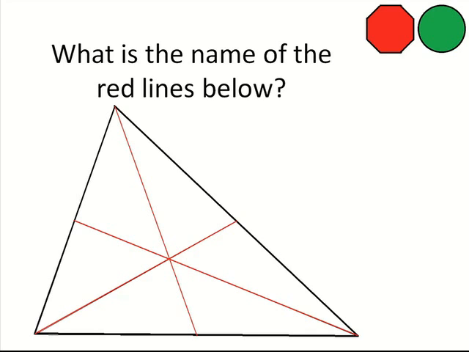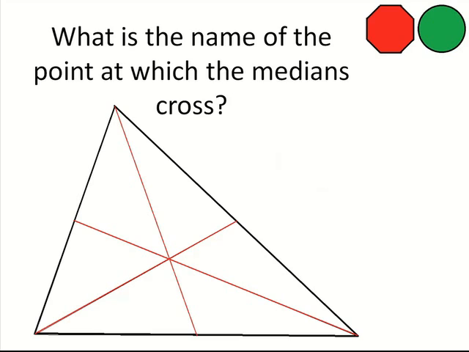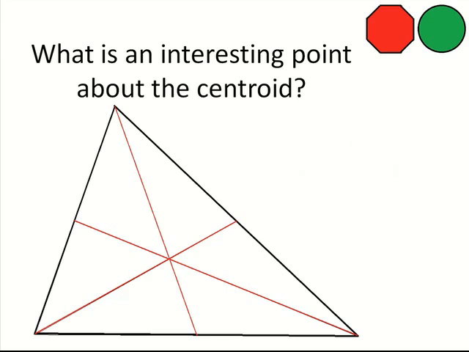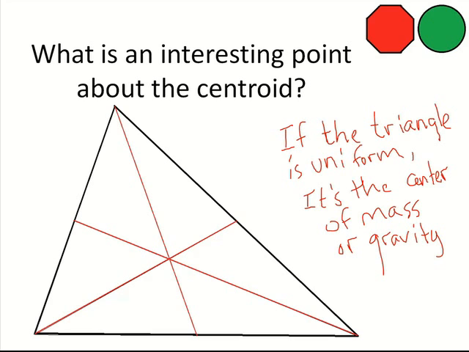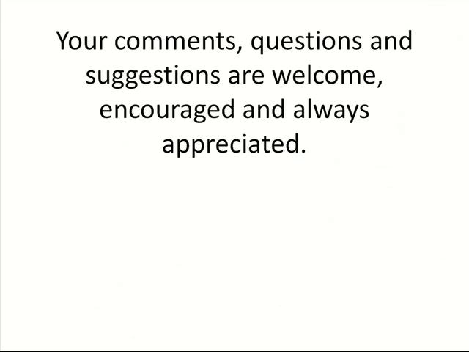What is the name of the red lines below? Medians. What is the name of the point at which the medians cross? Centroid. What is an interesting point about the centroid? If the triangle is uniform, meaning made out of the same kind of material, it's the center of mass or gravity of the triangle too.